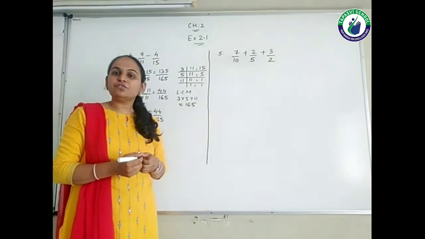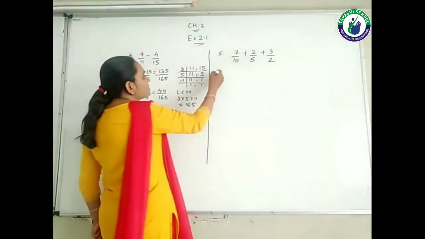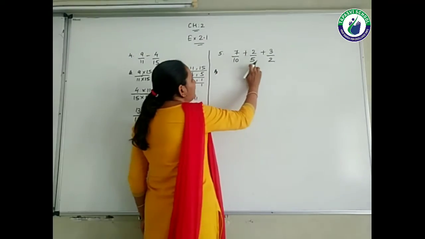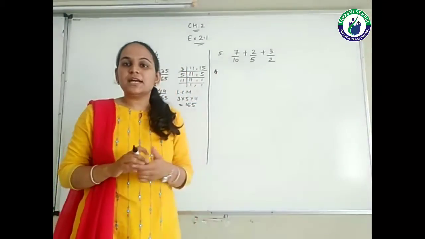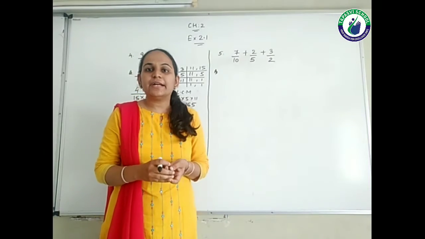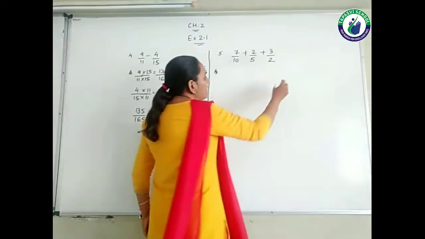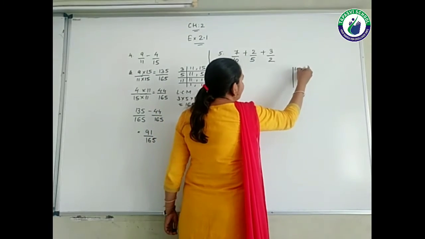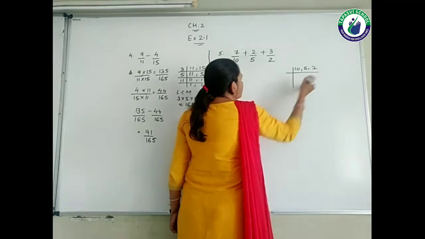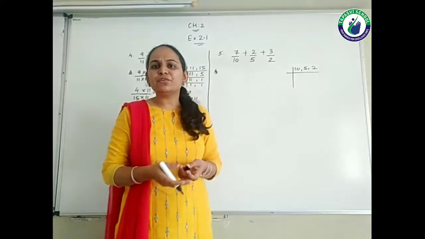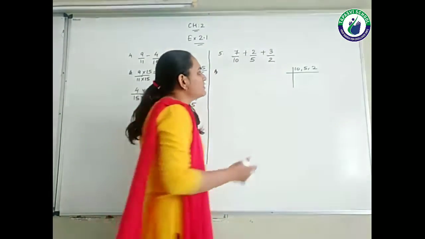So moving on to the fifth solution, students. 10, 5 and 2. All the three numbers are different, right? So we'll find the LCM of it. So here I am finding, students, the LCM of 10, 5 and 2. These are very simple numbers, you can even get it from that also, alright?